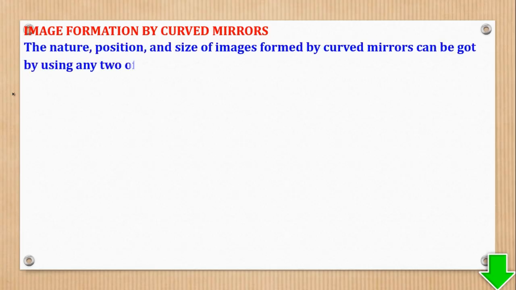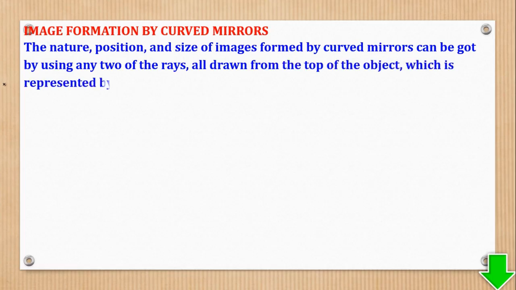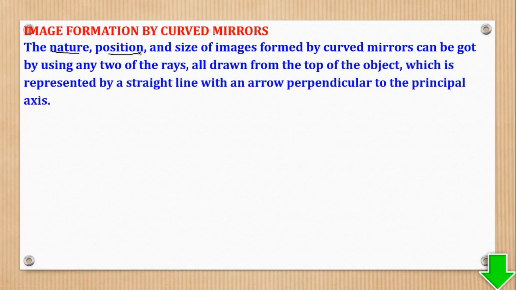Okay, so like I told you, the theory part is to take us to the calculations. Now the calculations also require you to be able to draw ray diagrams. So we shall now see how these images are formed on curved mirrors. The nature, position, and size of images formed by curved mirrors can be got using any two of the rays. So remember, the rays are 4, but any 2 are okay.